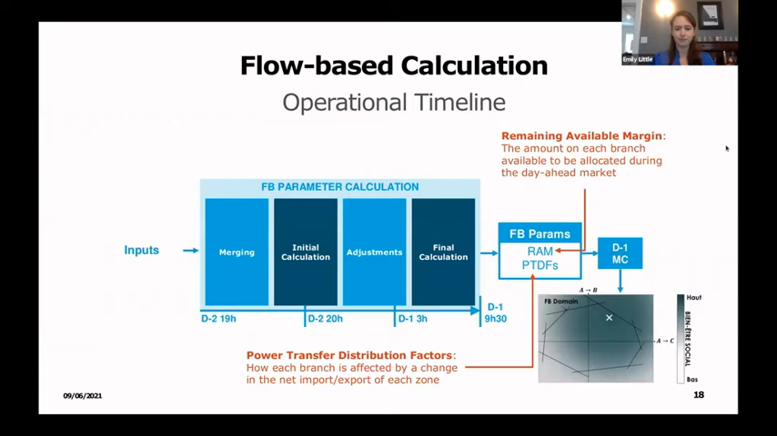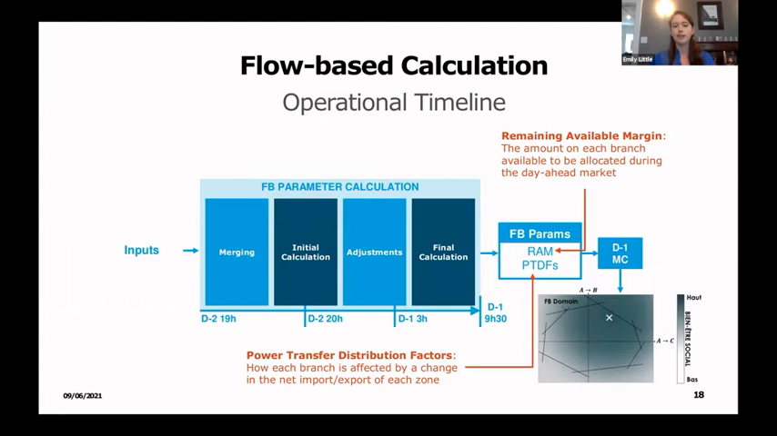So if we zoom in on the flow-based calculation on the operational timeline, the actual calculation begins at 7 p.m. 2 days before real time. So 2 days before any electricity will be delivered. And there are a few different phases that I want to discuss here, notably the merging and the adjustments. I'll talk about that on the next slide. But it's important to note that the first calculation of a flow-based domain, this convex polyhedra, is at 8 p.m. 2 days before real time.